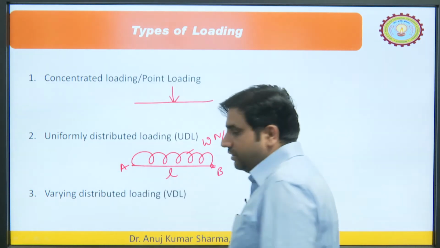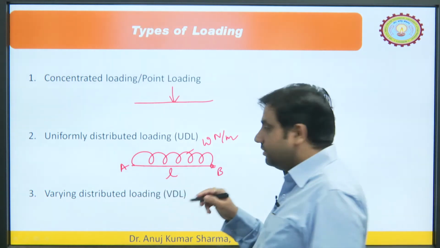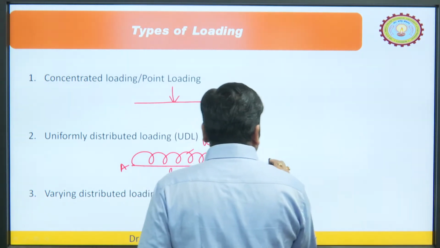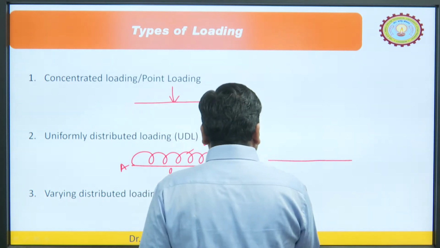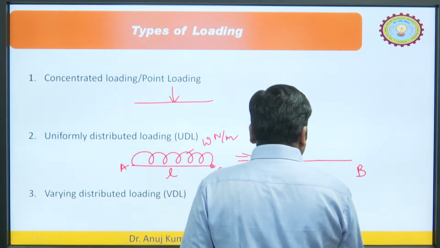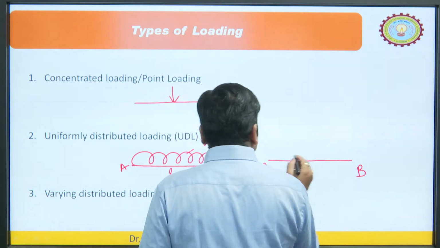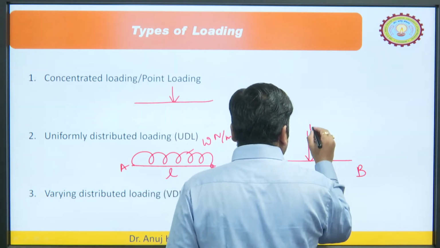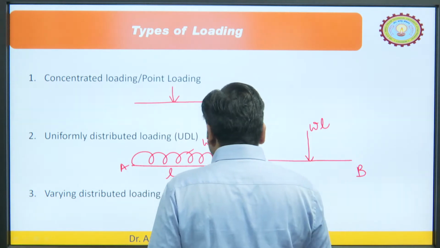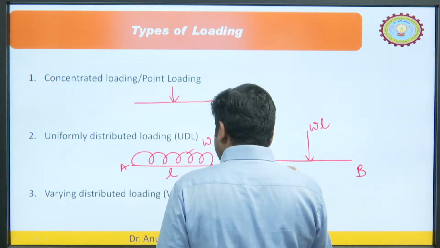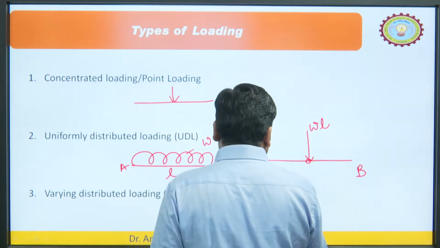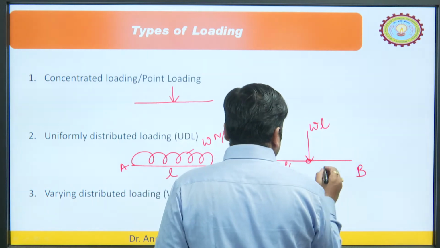So, while calculating the bending moment, we need to convert this into the point load. How it can be converted, we have already discussed in the previous lecture. This is A, this is B. The total value of this load will be W multiplied by L, and it would be applied at the midpoint, so it is L by 2, it is L by 2.